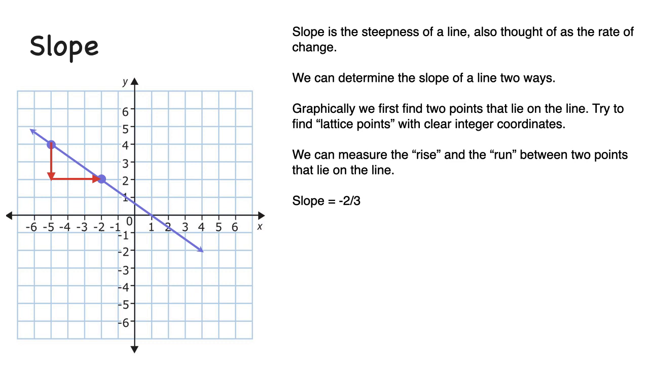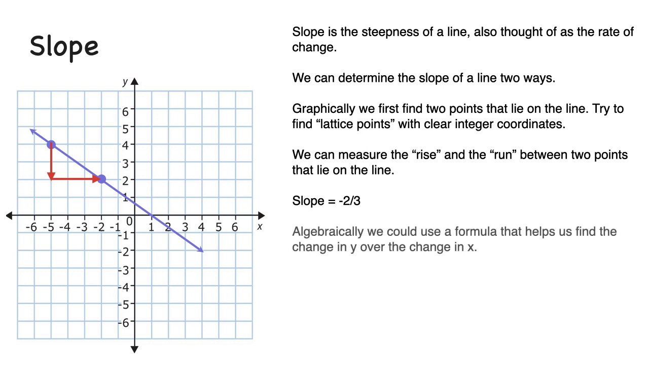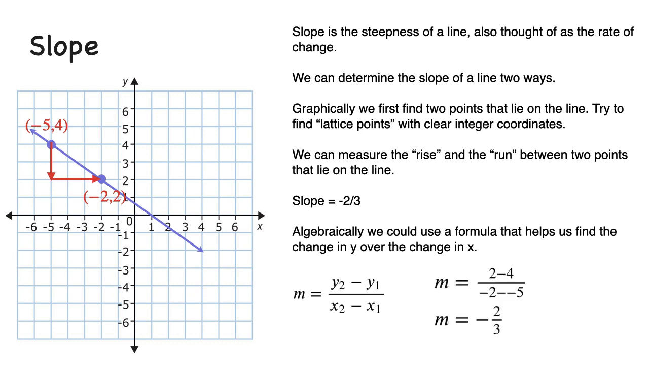There's another way to find the slope of a line. Algebraically, we could use a formula that helps us find the change in y over change in x. And here's your formula, which hopefully you'll remember from earlier grades. The coordinates of these points are listed, and we can substitute in the first coordinate as x and the second coordinate as y. We can pick either point to be the first point or the second point. Plugging in those coordinates, we can still get that the slope of the line is -2/3.